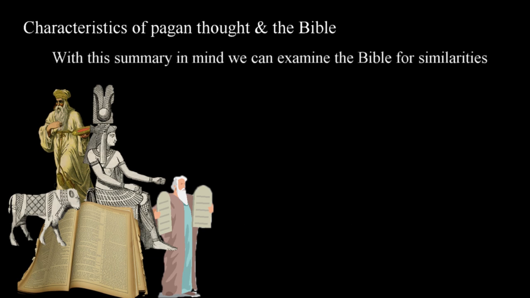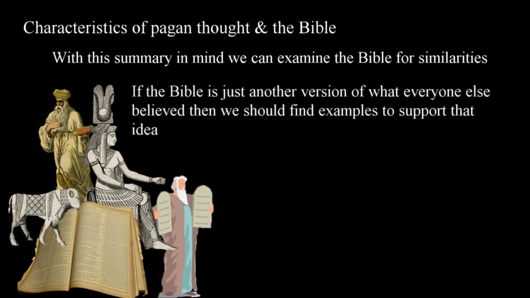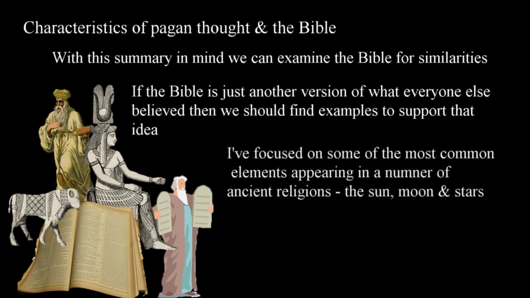Having this summary in mind, we can turn to the Bible and examine elements that may be similar to pagan writings and practice. If the Bible is just another version of what everyone else believed, then we should expect to find examples that support that conclusion. I've focused on the sun, moon, and stars, since these are some of the most common elements appearing in a number of ancient religious systems. Let's start by taking a look at what the Bible has to say about the sun.